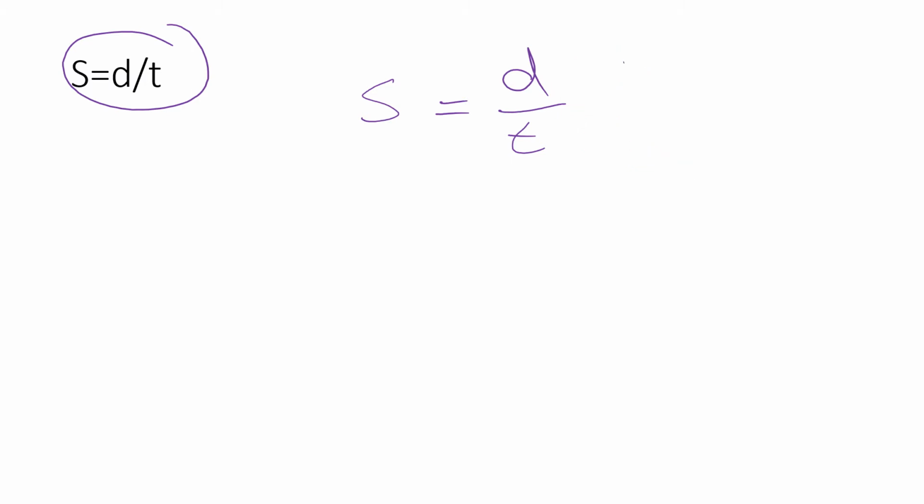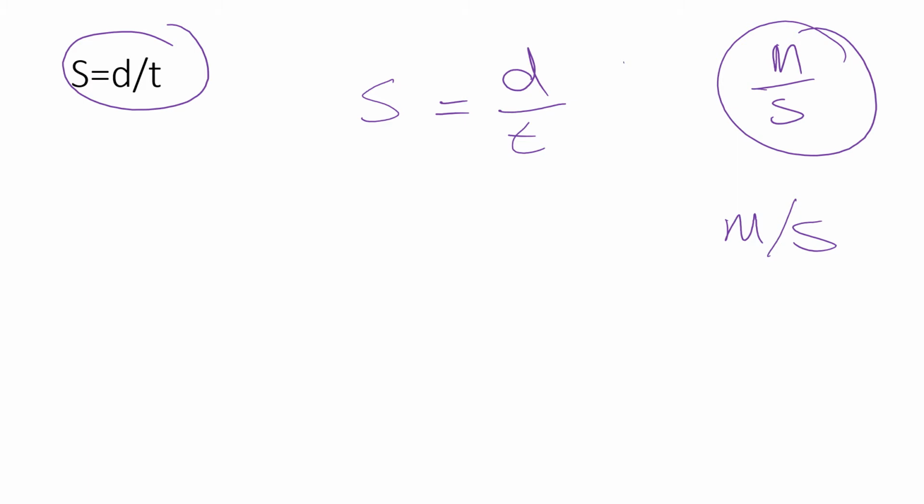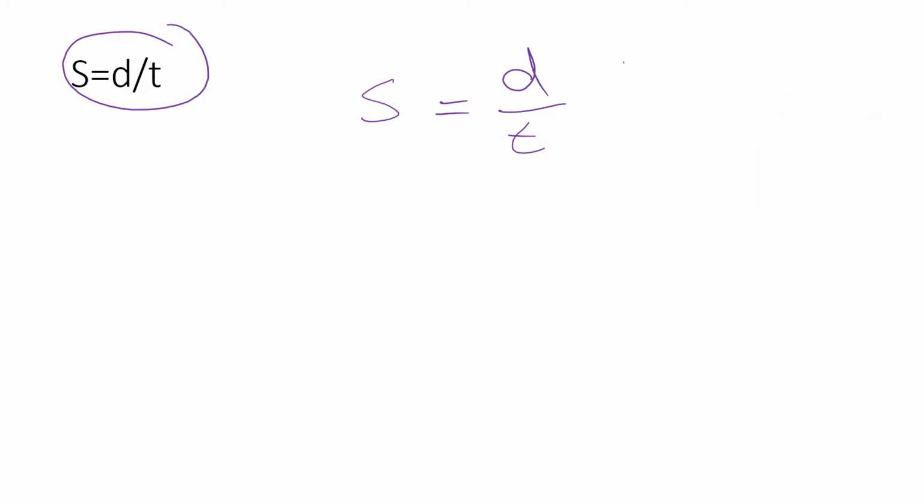If you're dividing meters and seconds, notice our units will be meters per second. Meters on the top from our distance, time on the bottom. Time on the bottom is seconds, distance is at the top, meters. So if we're using meters in our formula and seconds in our formula, our units for our speed will be meters per second. Who would have thought?